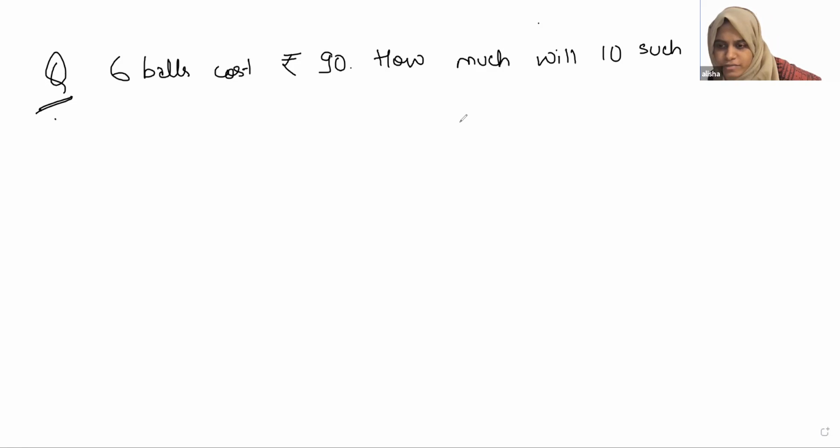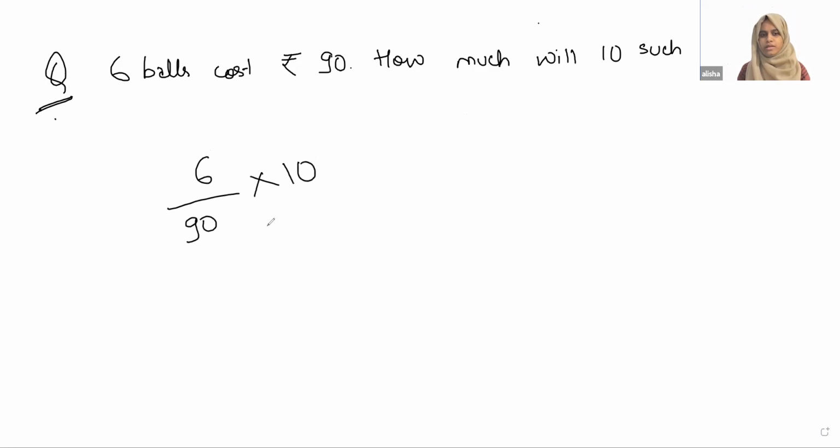How have you written 5 after cutting 10? You have divided what by what? What have you written now? 2. Why? Should it be 5 or 2? If you are cutting 10, then you should have something in the denominator also with which you are cutting. What is coming as your answer? This 6 by 90 multiplied by 10, right?